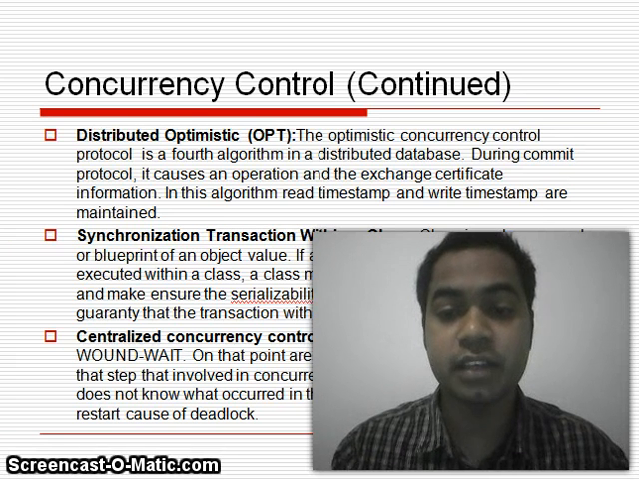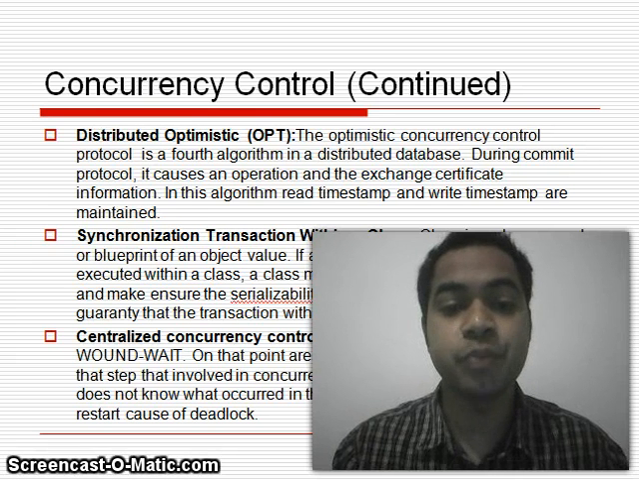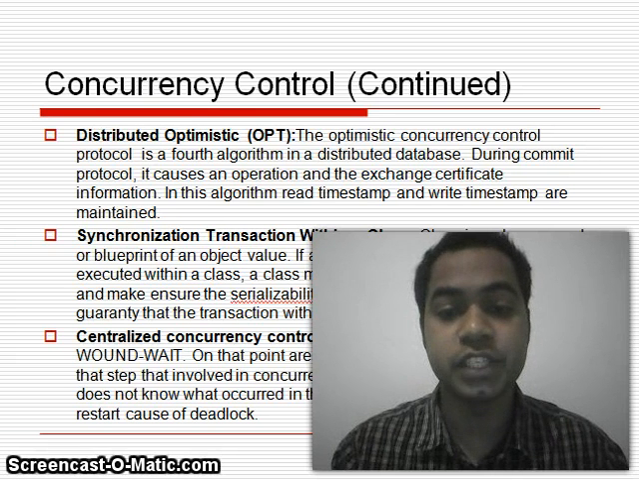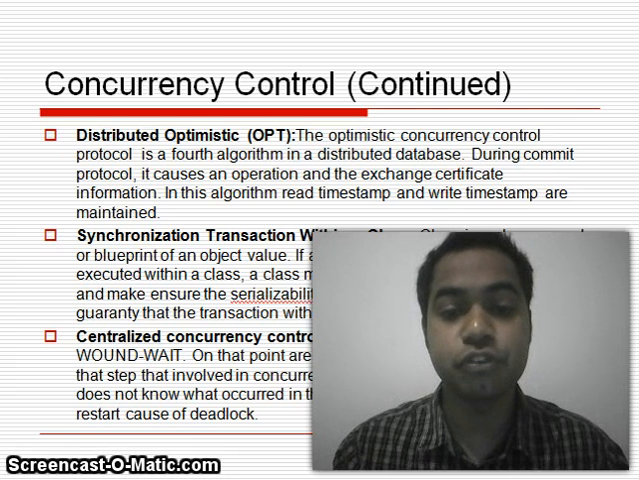Synchronization transaction within a class. A class is a blueprint of an object. If any synchronization transaction is executed within a class, it might be executed in timestamp order to ensure serializability. Class pipelines will be adequate to guarantee this for transactions within a single class.